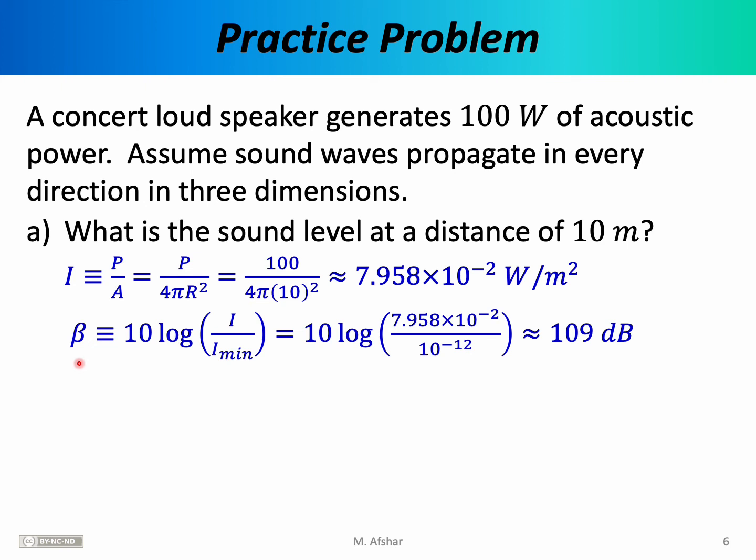To calculate beta, which is the sound level, we need to use this formula here. I is the intensity that we just calculated, and I min is the minimum intensity that the human ear can hear, which is 10 to the minus 12. We plug those numbers in and we find that at a distance of 10 meters, the sound level is approximately 109 decibels. So this is not entirely quiet, but it's not really loud either. Remember that the threshold of hearing has an upper limit of about 120 decibels. So this is not painfully loud, but it's a relatively loud concert.